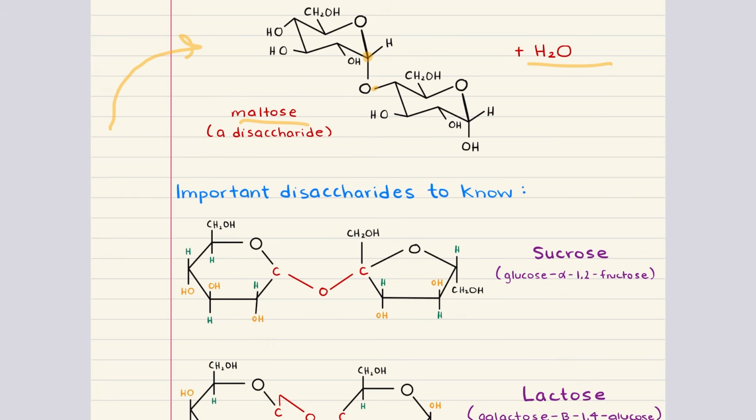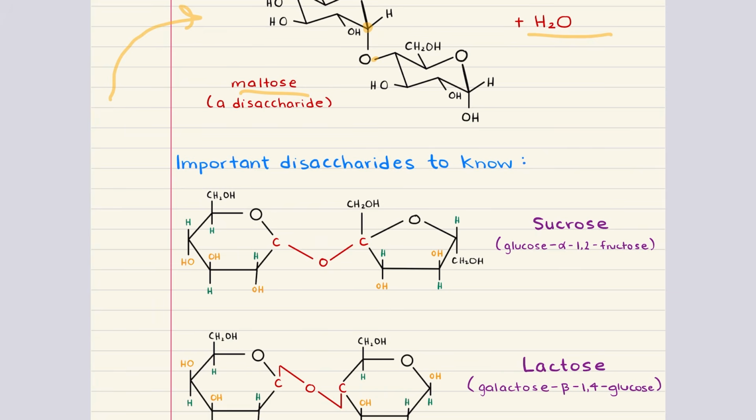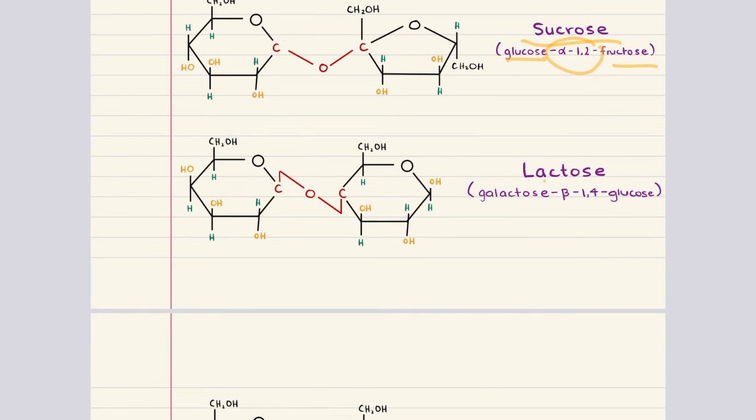Now, there are a few disaccharides that you're expected to be familiar with, and what matters here is being able to recognize the monomers, the type of glycosidic bond, and the linkage position. So first we have sucrose. This disaccharide is composed of glucose and fructose. Specifically, it's an alpha-1,2 linkage, meaning the alpha anomeric carbon of glucose is linked to carbon 2 of fructose. And this bond connects the anomeric carbon of both sugars, which is why sucrose is a non-reducing sugar. Neither ring can reopen.